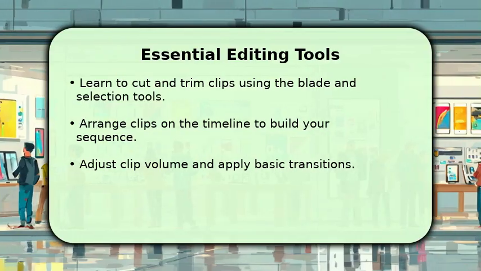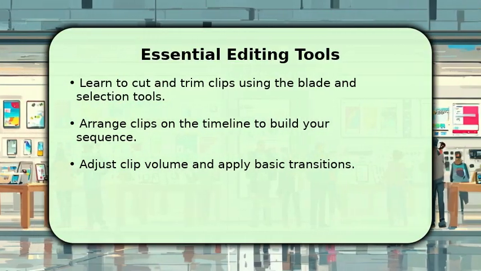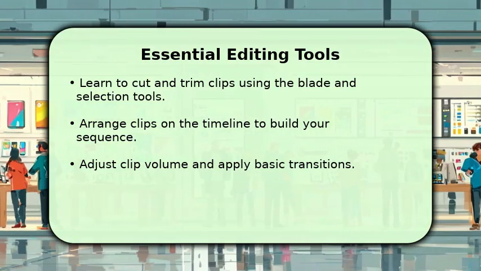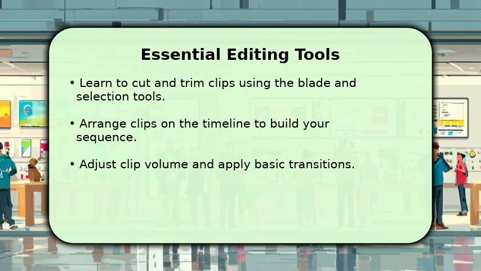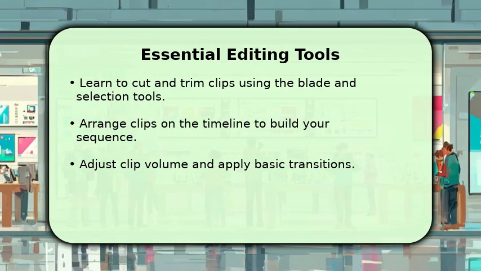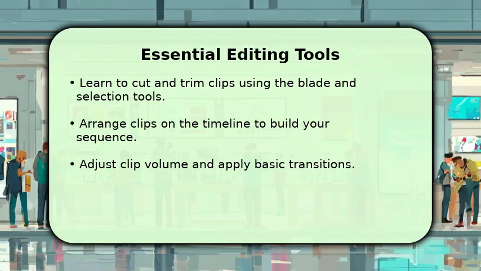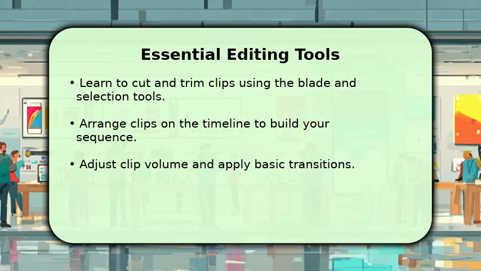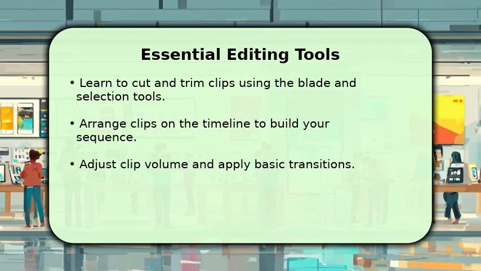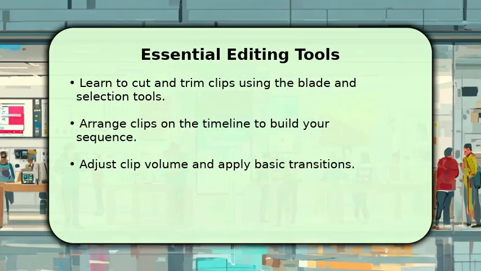Now that your media is imported, let's dive into basic editing. Use the blade tool, often found by pressing B, to make cuts in your clips. Switch back to the selection tool, A, to move and trim them. Arrange your clips on the timeline to tell your story. You can easily adjust clip volume by dragging the audio level line and add simple cross-dissolve transitions for smooth scene changes. These fundamental steps are crucial for building any video project.